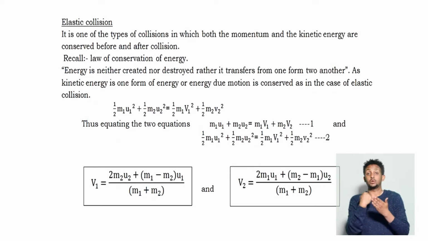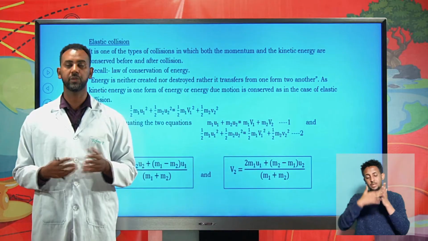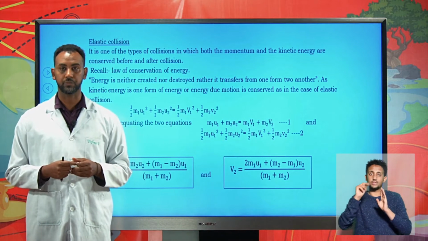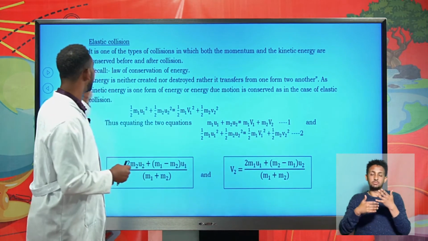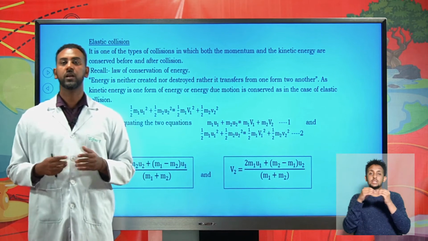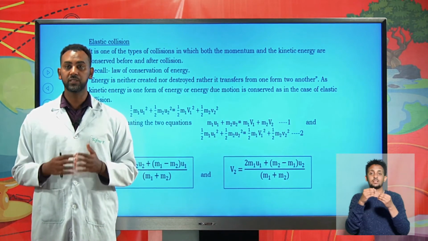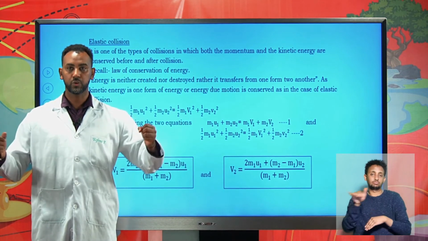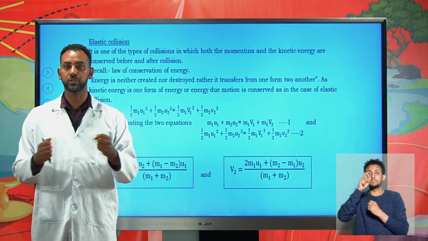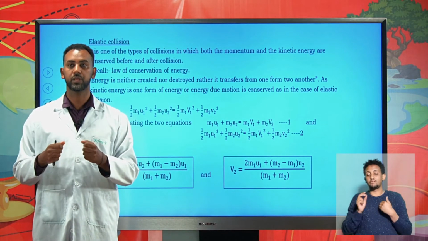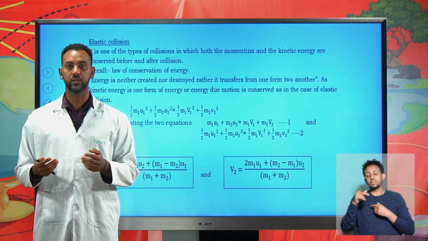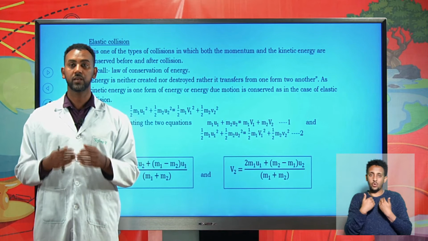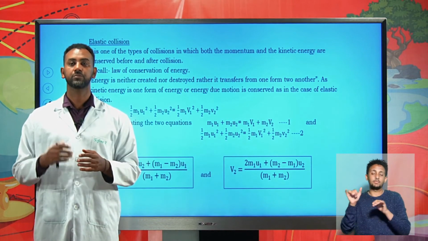Here we have three types of collision, depending on the law of conservation of energy. The first type is known to be elastic collision. Under elastic collision, both the momentum and the kinetic energy remain constant. For two objects to collide, they must be in a state of motion so that they have velocity. If they have velocity, they have kinetic energy. So before and after collision, they have the same momentum and the same kinetic energy.